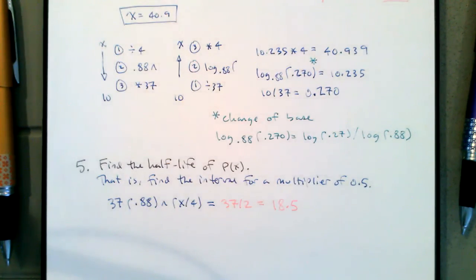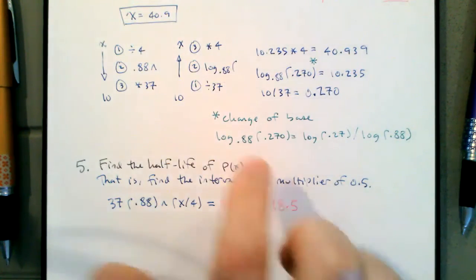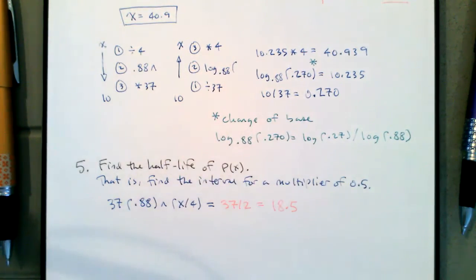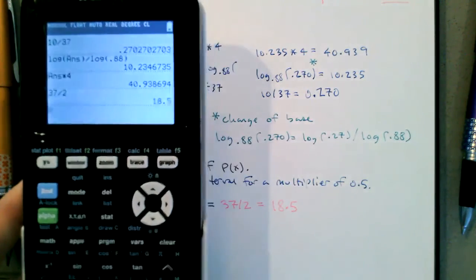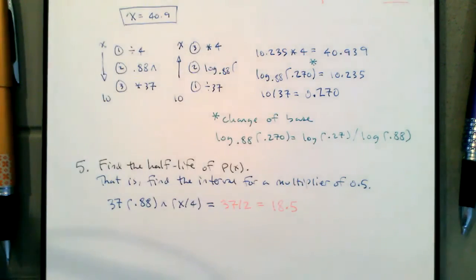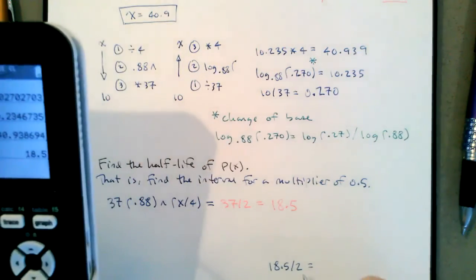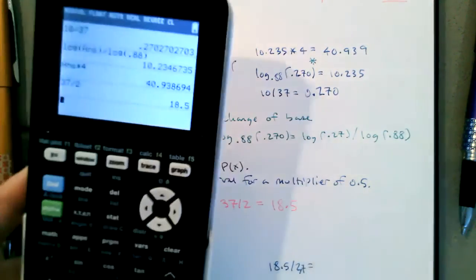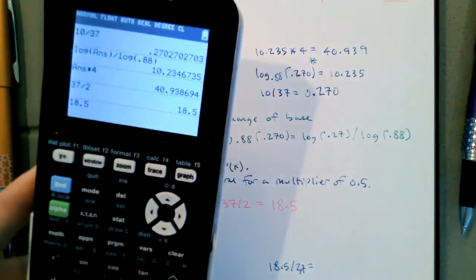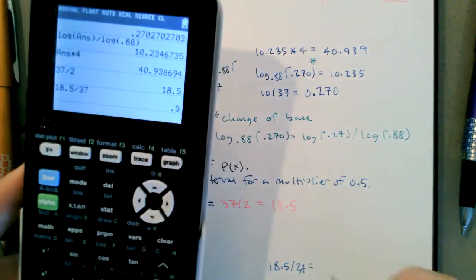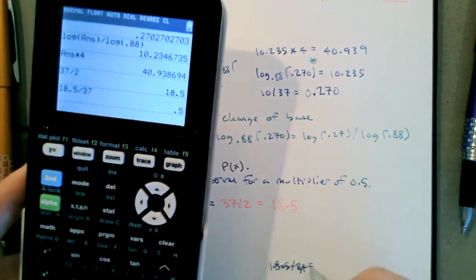Now we can do the same thing that we did in the previous problem, only instead of starting with 10, we could start with 18.5. So if I take 18.5 and divide by 37, we unsurprisingly get 0.5. That's where the half-life came from in the first place.